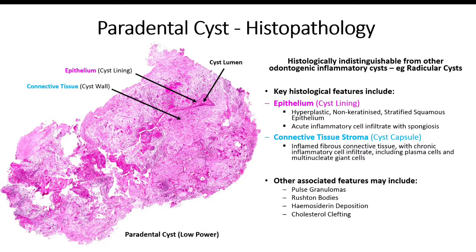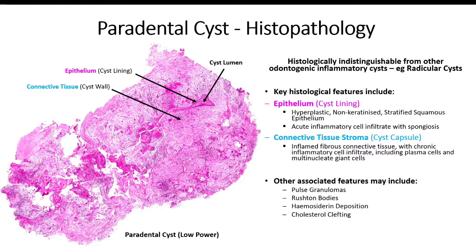As for any cyst, it is typically an epithelial-lined cavity with a central lumen, and you can see the cyst lumen is fairly engorged on this slide here. Shortly, we'll look at this in a higher power view. Inflammatory cysts have particular features in the epithelial cyst lining and the connective tissue of the cyst wall, which help to distinguish them. In this case, the epithelium is hyperplastic, non-keratinized, stratified squamous epithelium, and there's some acute inflammatory cell infiltrate with spongiosis or edema, and this reflects the inflammatory classification of paradental cysts.